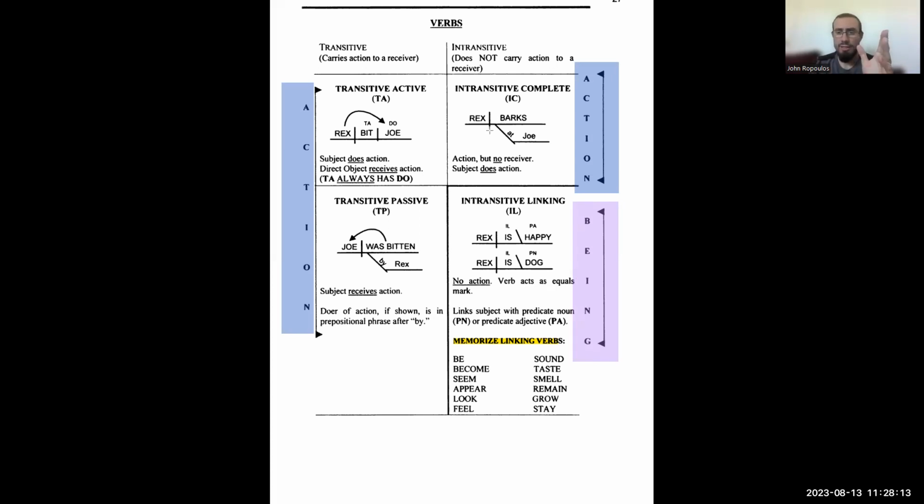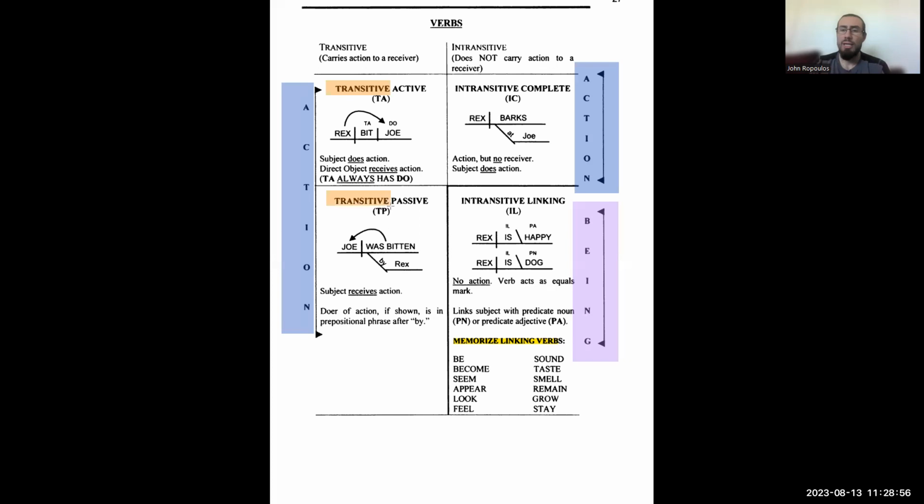Now we're going to first look at the action verbs, and what we have to think about is what type of action it is. By type, I mean, is that action going to a receiver? Is it being received, or is there no receiver? So there are two types. Those verbs that transfer action to a receiver, we call transitive verbs. And if we look at the chart, there are actually two transitive verbs.